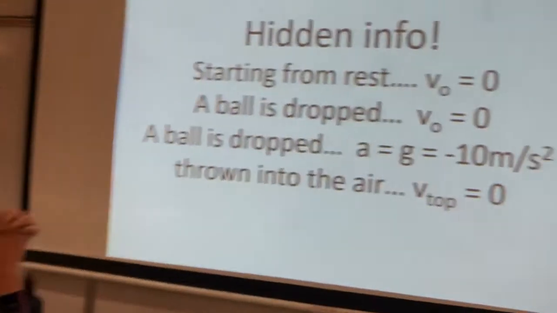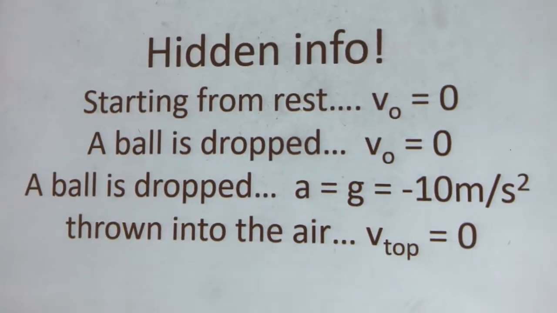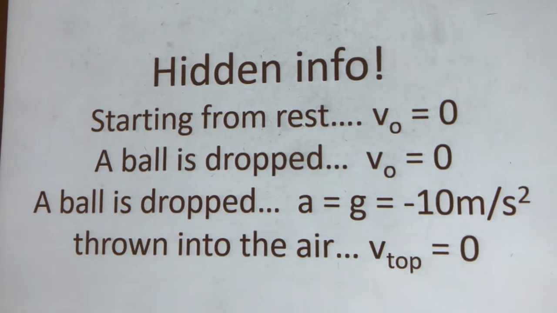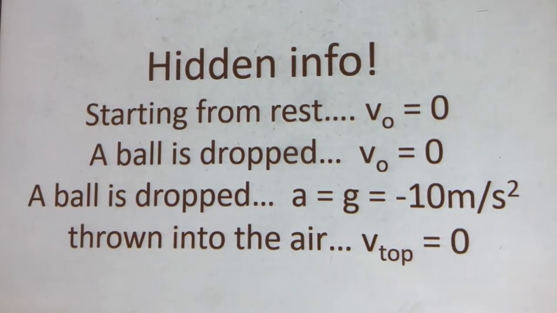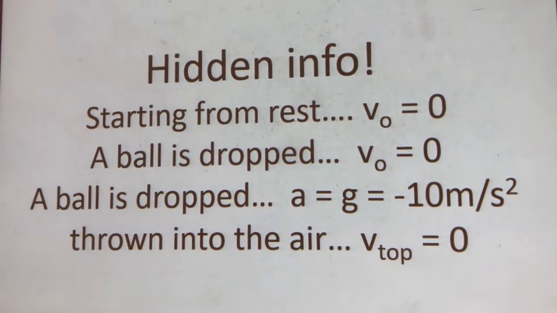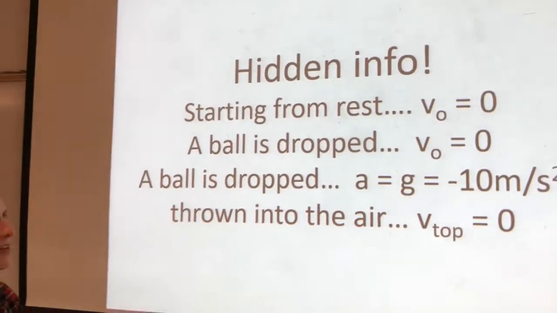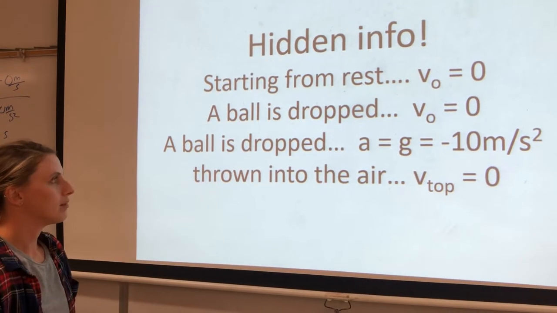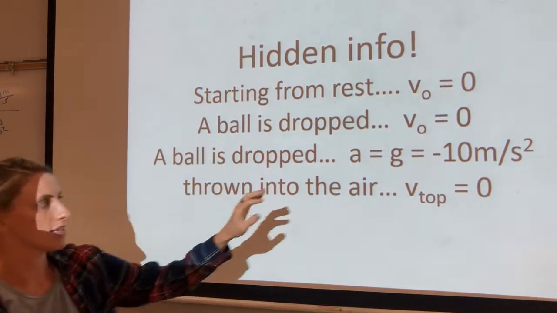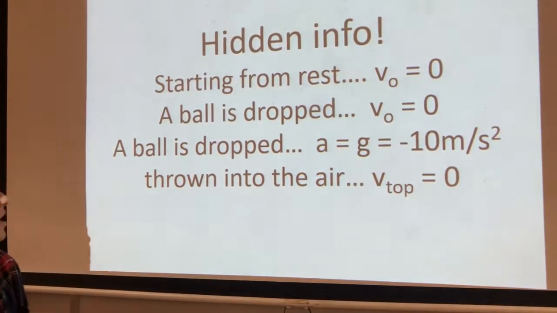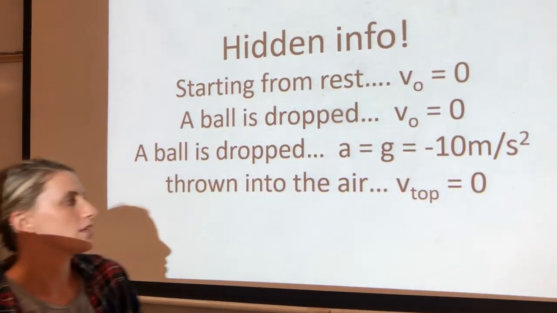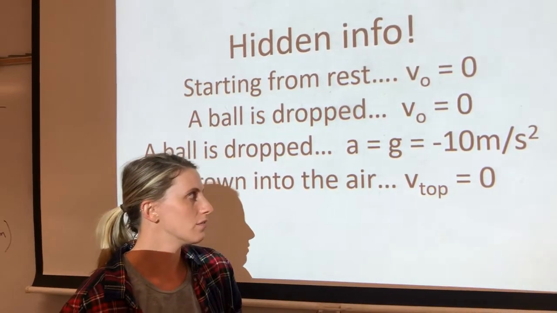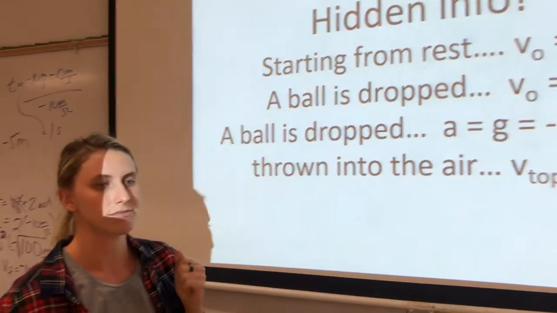Okay, so just a reminder, write this down in your notebook. Hidden information, this is what's going to save you. If it's starting from rest, initial velocity is zero. If it's dropped, the initial velocity is zero. If a ball is dropped, our acceleration is this, always. If you throw a ball into the air, at the top, its velocity is zero. If you remember those things, you're halfway there.